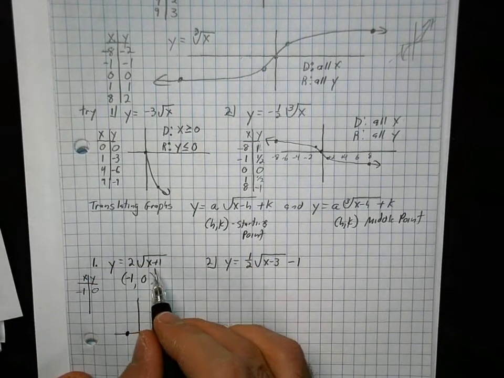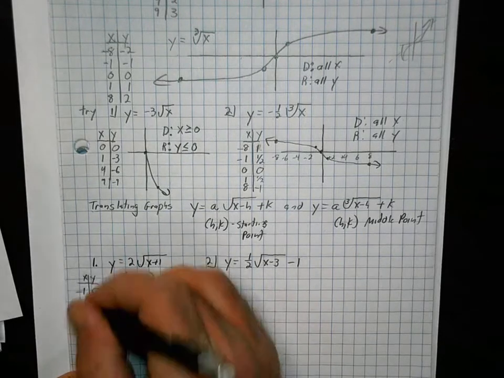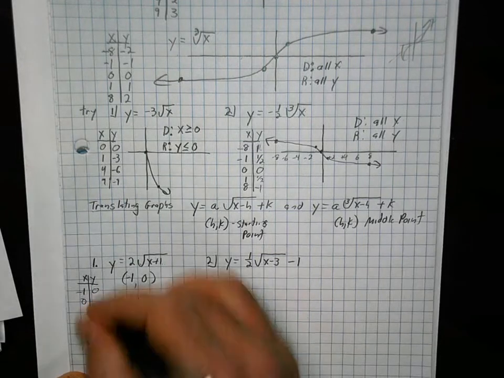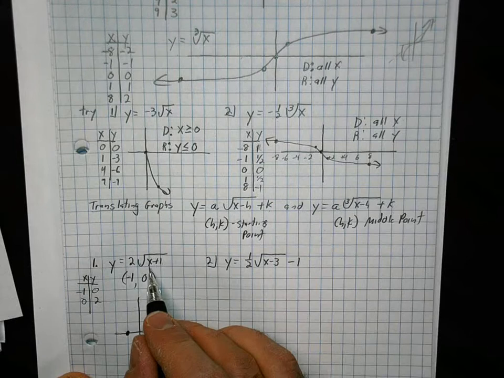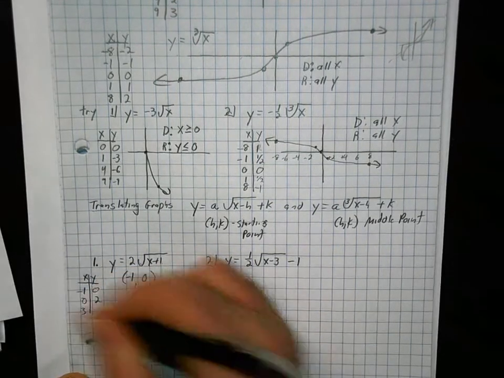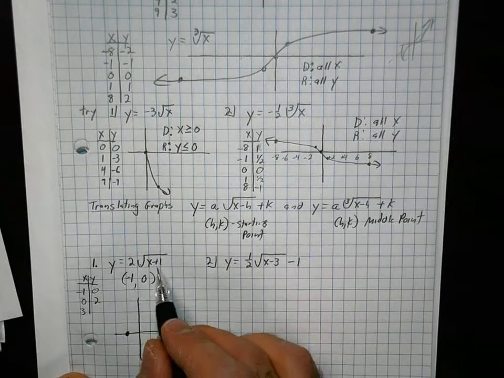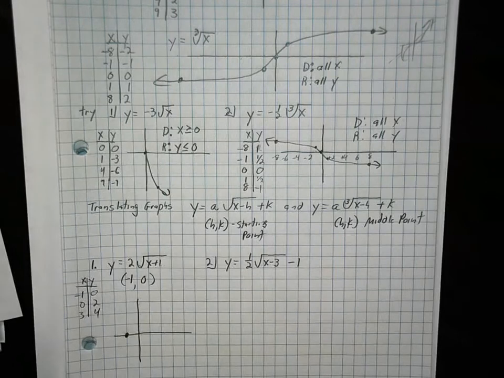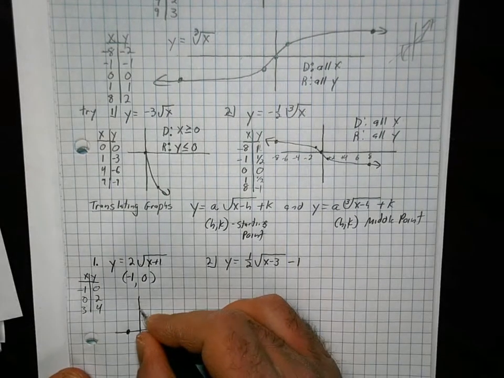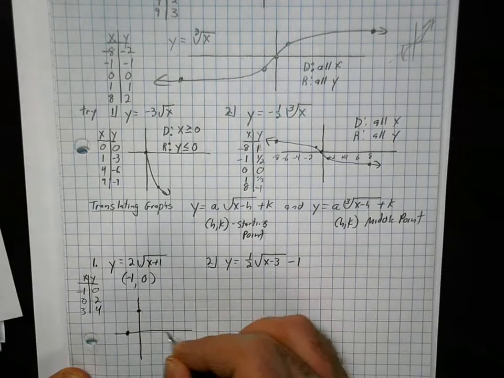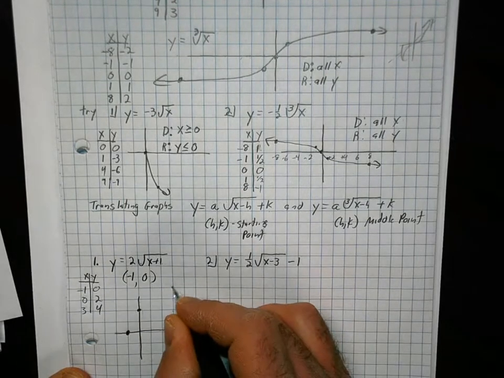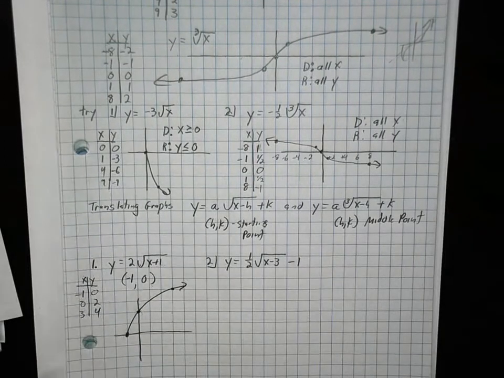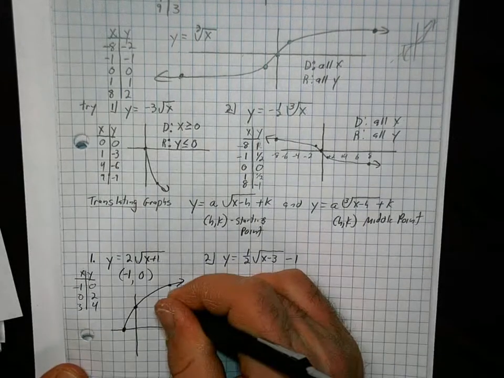Okay, now the next number I would plug in here would be 0, because 0 plus 1 is 1, and I know what the square root of 1 is. It's 1 times 2 is 2. And the next number would be 3, because 3 plus 1 is 4, and the square root of 4 is 2. 2 times 2 is 4. So I want to plug numbers in I can find the square root of. So let's see, I get 0, 2, and 3 is 4. This graph's going to look something like this in that case.